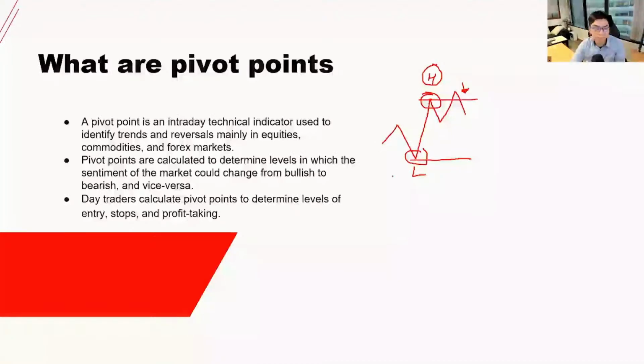As I was saying, the high indicates the highest price from the prior trading day. The low indicates the lowest price from the prior trading day. Day traders calculate pivot points to determine levels of entry, stops, and profit taking. Later, I'll be turning on TradingView, so I'll show you guys the pivots, the multiple pivots, in the presentation today.